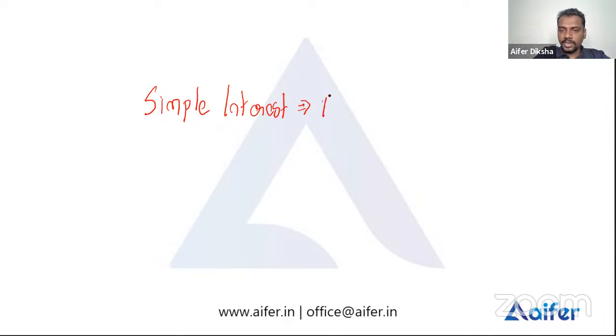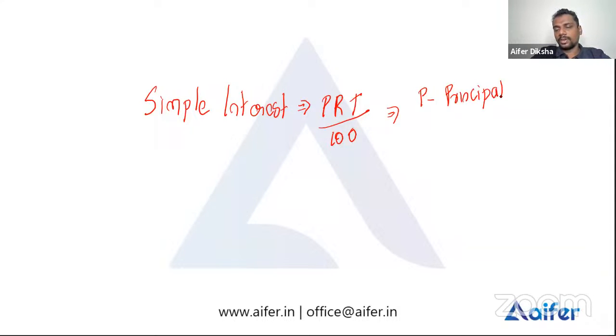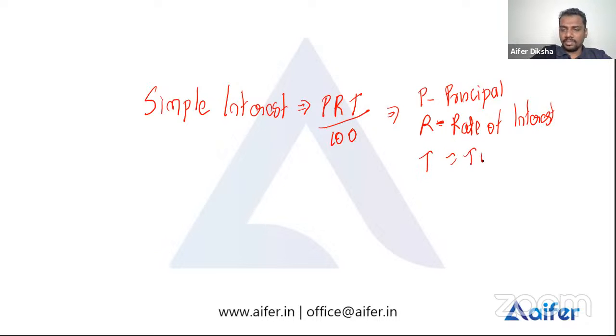The equation for simple interest is PRT by 100 or PNT by 100, whatever it is. In PRT by 100, P is the principal or the amount invested. R is the rate of interest. And T is the time or years, the time duration.